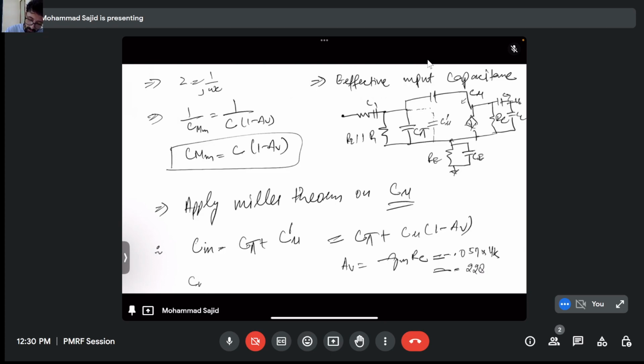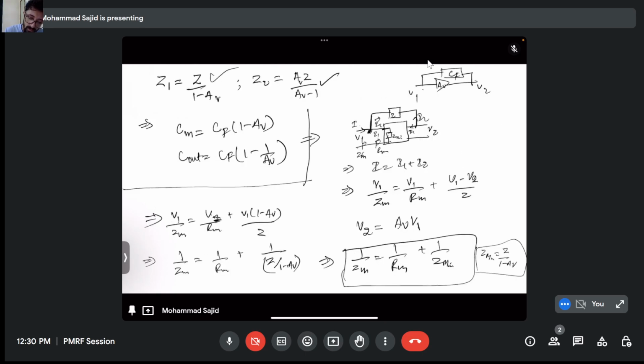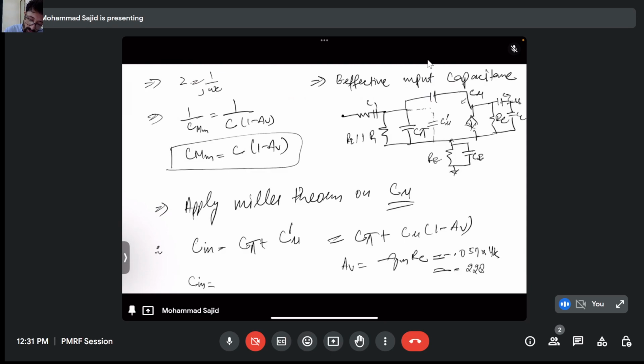So now C input is equivalent to C pi plus C mu dash. C pi is given to us, 12 picofarad, plus C mu is given to us as 1 minus minus, that is plus 228. So we solve this. What we'll get is 228 multiply plus 1 into 6. So it comes out around 1386 picofarad.